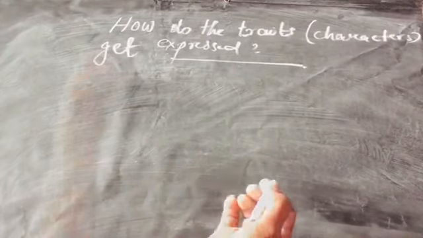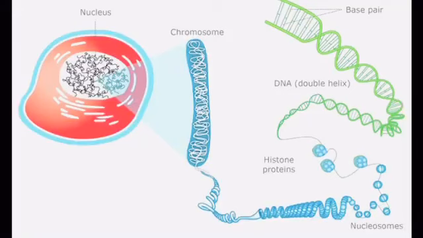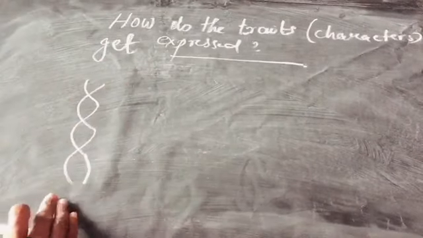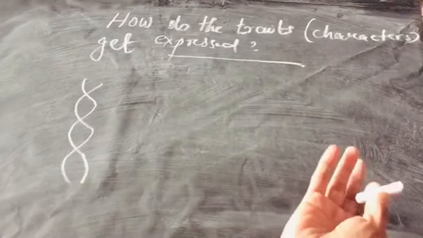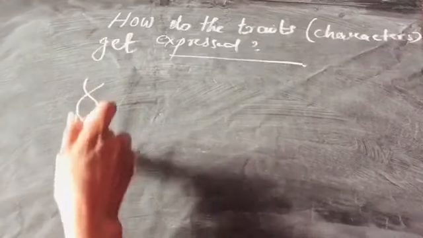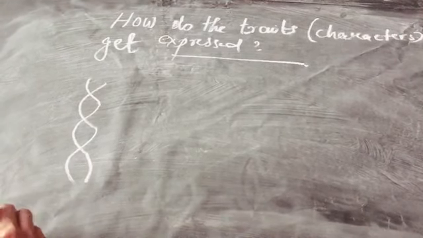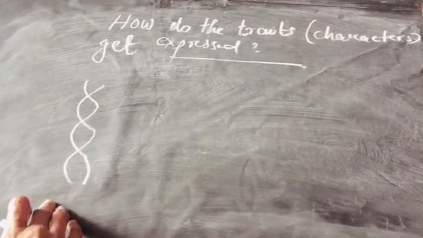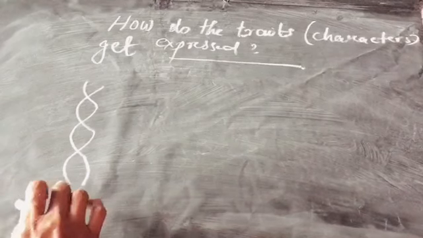You have already seen the double-stranded DNA molecule, which along with protein makes the chromosomes. In a double-stranded DNA molecule, when we talk about how the traits get expressed, first of all you have to understand the separation of the DNA strands again. But don't get confused. This separation of the DNA strands is different from the separation of the DNA strands at the time of DNA replication. Both are different.